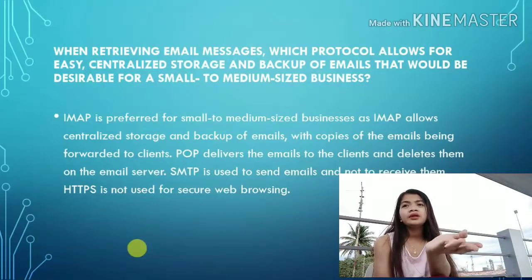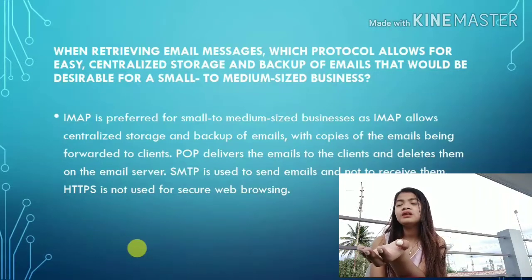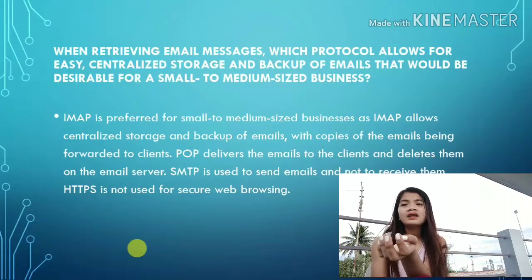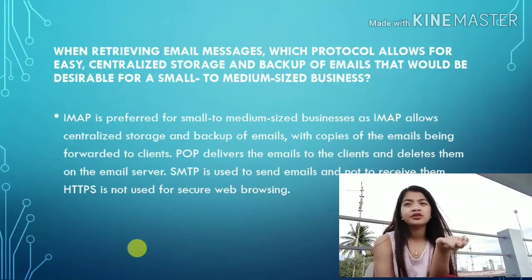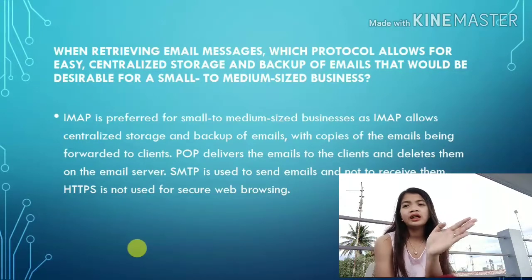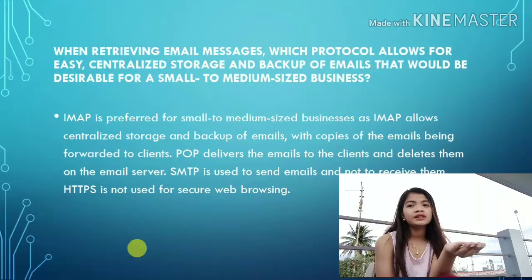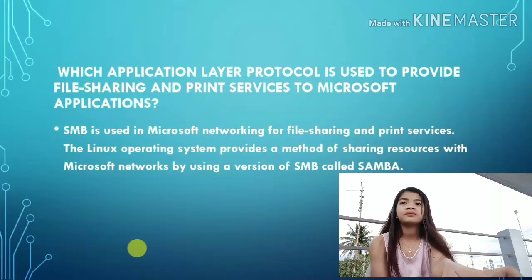When retrieving email messages, which protocol allows for easy, centralized storage and backups of emails that would be desirable for a small to medium-sized business? IMAP is preferred for small to medium-sized businesses, as IMAP allows centralized storage and backup of emails, with copies of the emails being forwarded to the clients. POP delivers the emails to the clients and deletes them on the email server. SMTP is used to send emails and not receive them. HTTP is not used to secure web browsing.